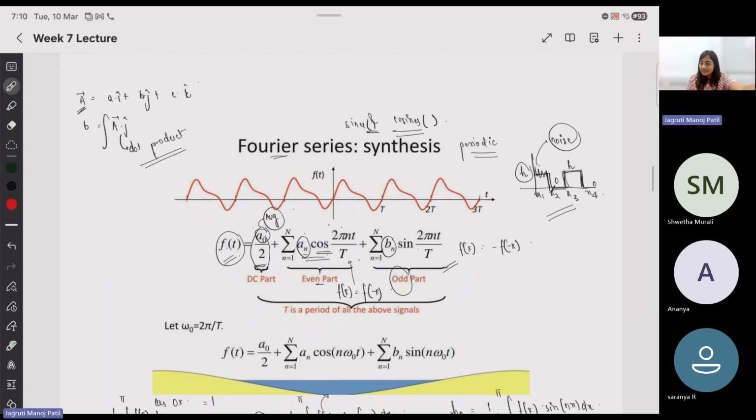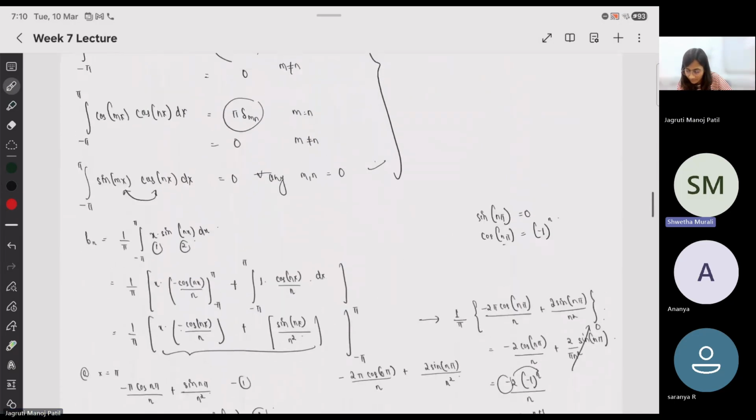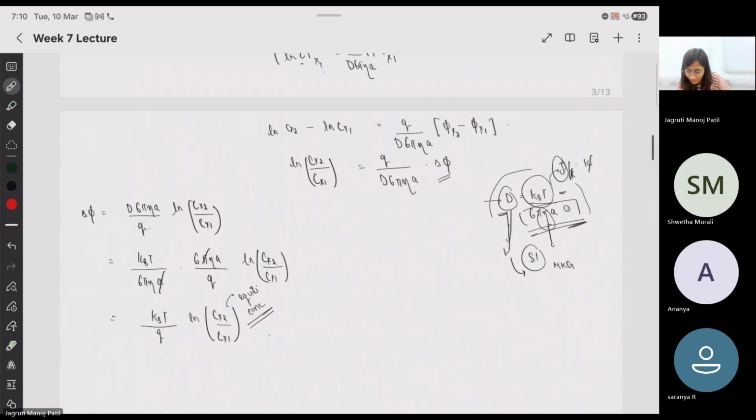I hope it was clear. I had one question. Yeah, go ahead. In the integration of the sine mx and sine nx, what exactly is delta mn? Is it a constant?